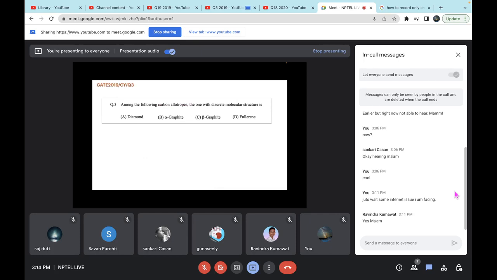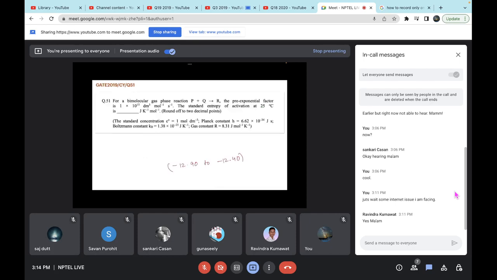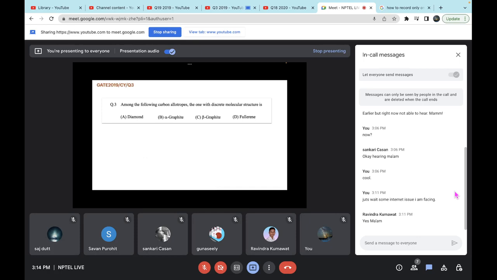Now, what will be the correct option here? The one with the discrete molecular structure is fullerene.